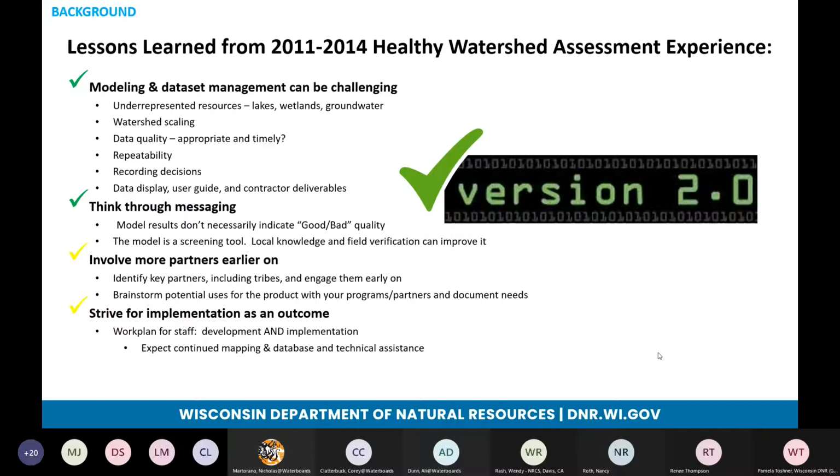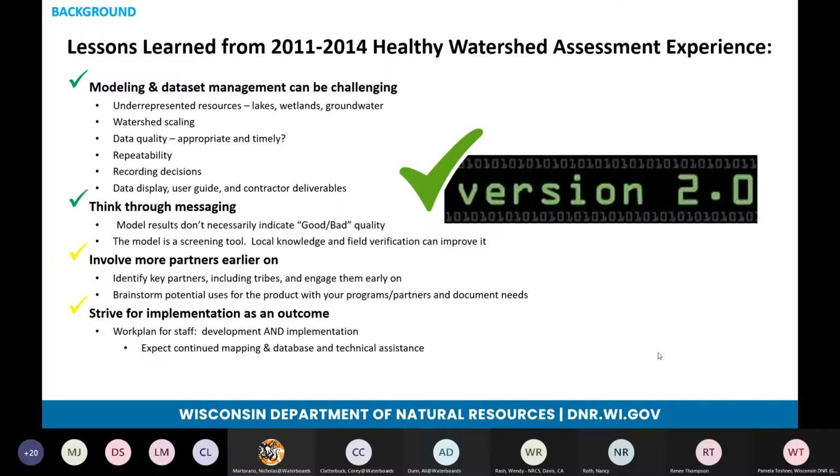We also decided we needed to do a better job thinking through messaging, because in the first iteration, people perceived the results as good or bad qualities. So we're trying to talk more like healthy and healthiest, and not imply the less healthy watersheds are bad, for example. And we know it's a screening tool, and that over the next 8 years or so, before we update the plan and the model again, we're going to do some field verification work.